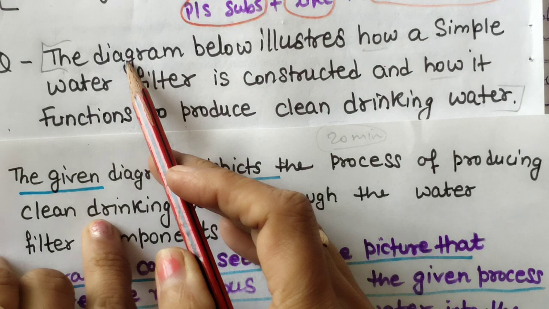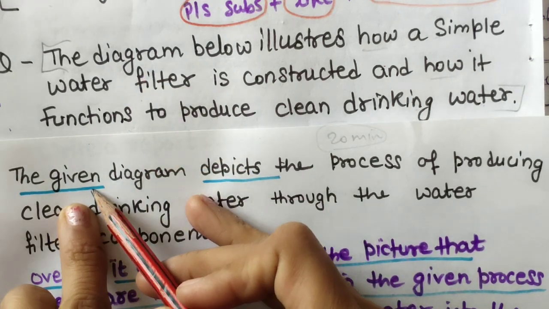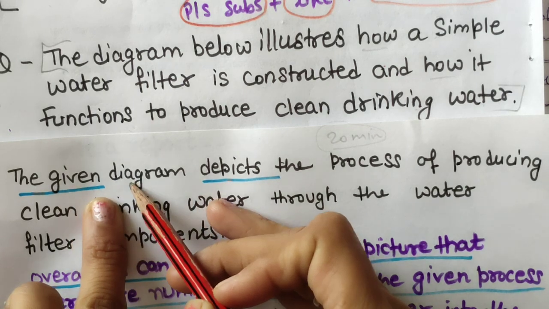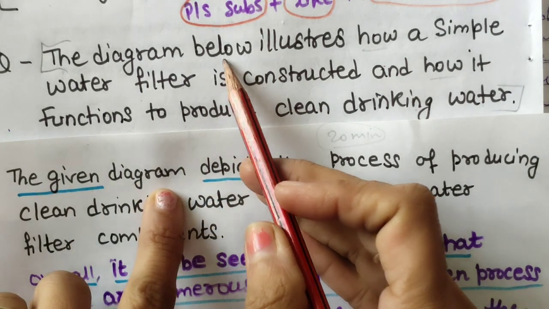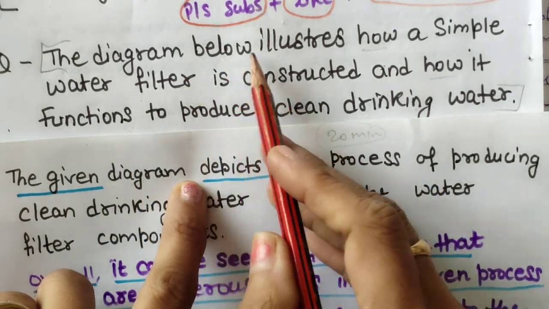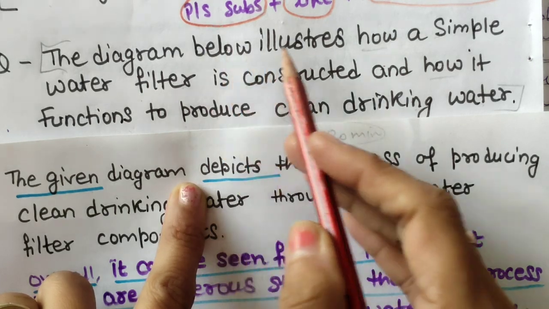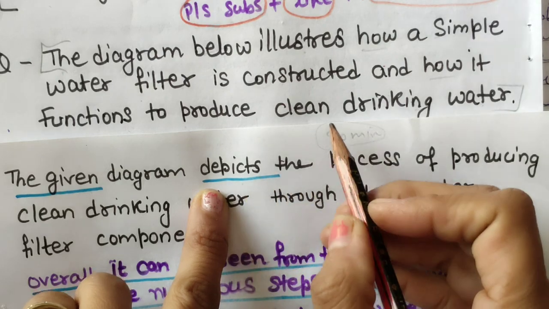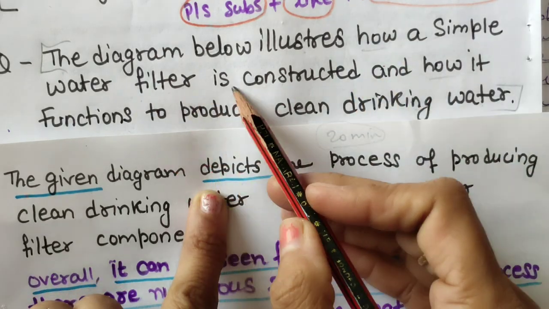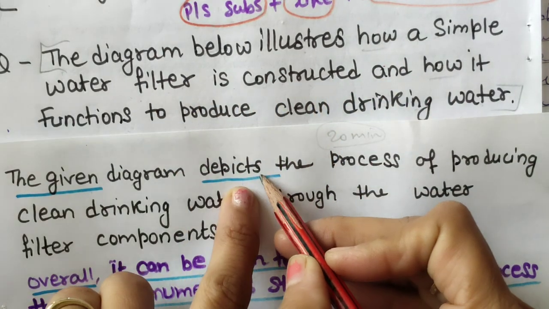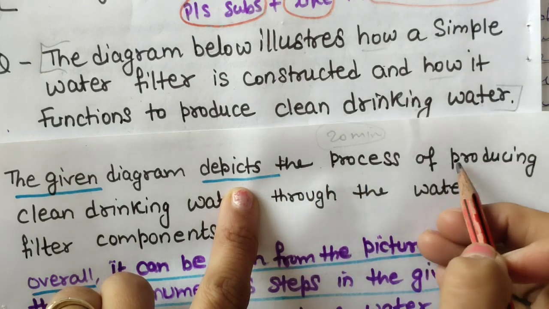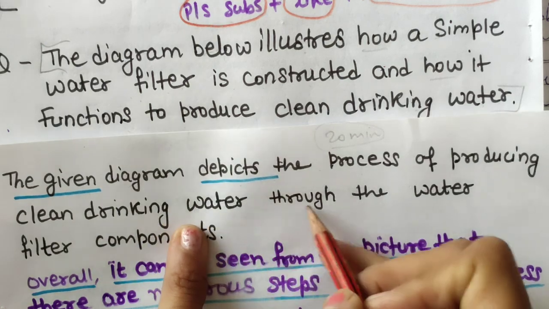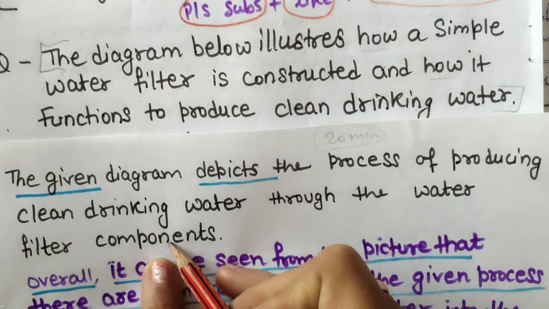Here the diagram, so instead of diagram I have added adjective. The given diagram, the presented diagram, you can write. Instead of below, I have not written anything. Illustrate, instead of illustrates I have written depicts how a simple water filter is constructed. So I have written depicts the process of producing clean drinking water through the water filter components.